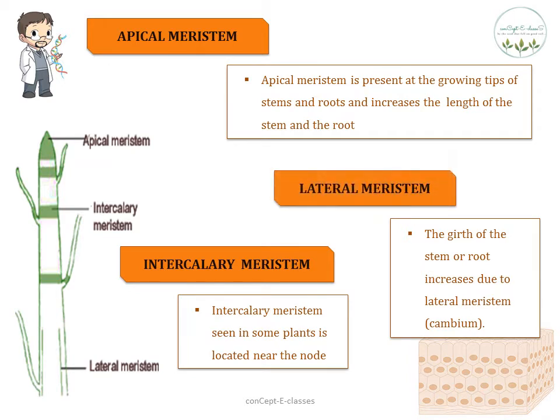Now in the case of lateral meristem, the girth of the stem or the root increases due to this lateral meristem. So it is present here along the sides of this longitudinal axis of the plant. It gives rise to the vascular tissue and it increases the circumference of the stem. Okay, and it carries the growth in the stem, that is, thickness. So these are all the different types of meristematic tissue.